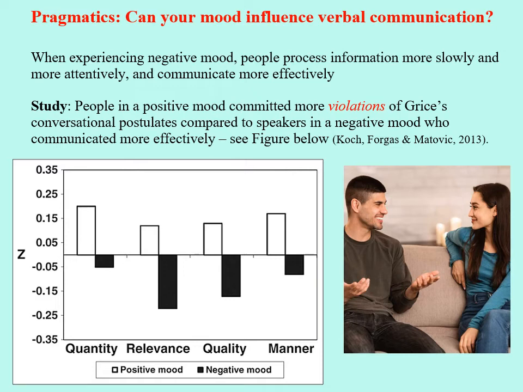What we measured is the effectiveness of their verbal communication strategies in terms of Grice's conversational postulates. As you see on the figure, people in a positive mood tended to think more superficially, less carefully, and committed more mistakes in their communication strategies. People in a negative mood tended to think more slowly, more carefully, and more attentively, and generally communicated more effectively compared to the positive mood condition.